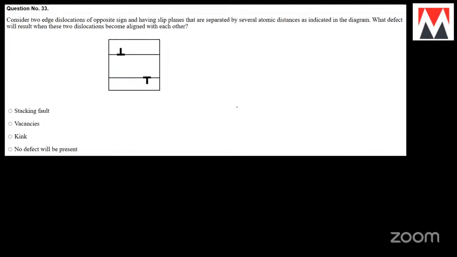Please try this. Consider two edge dislocations of opposite signs that have slipped. They are separated by several atomic distances, as indicated by the diagram. What defect will result? These two are dislocations where you have a vacancy here and here. When they come together, these vacancies won't disappear. These vacancies will stay like this, if they are of the same sign.